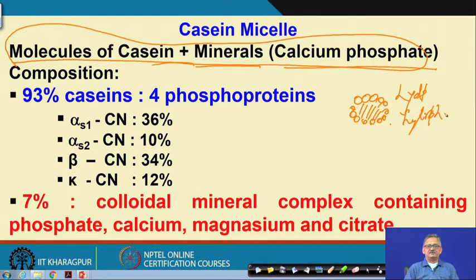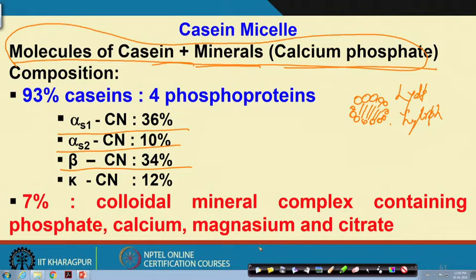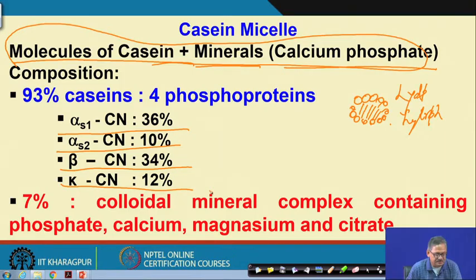Out of which the composition is 93% casein, that is four phosphoproteins, right, in which alpha S1 casein is around 36%, alpha S2 form is around 10%, beta casein is around 34% and kappa casein is around 12%, which we had said earlier also.